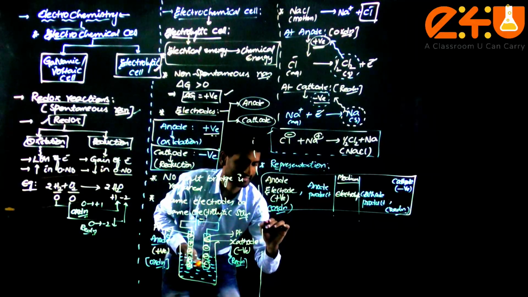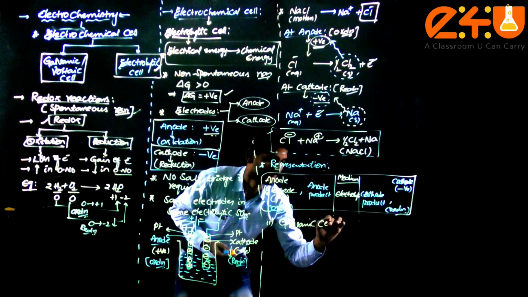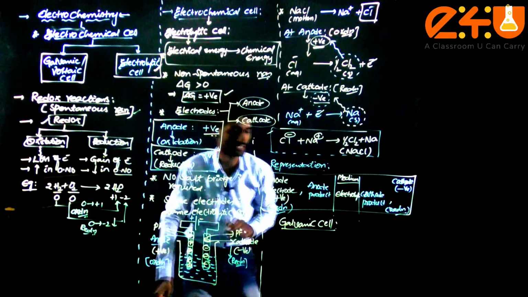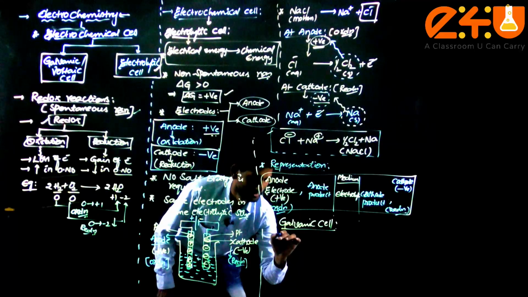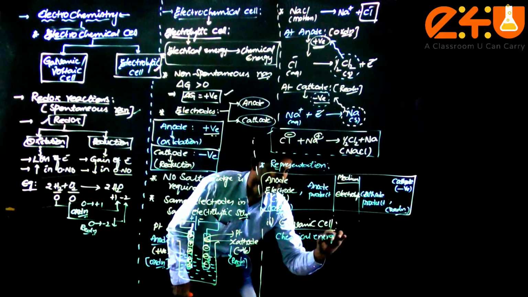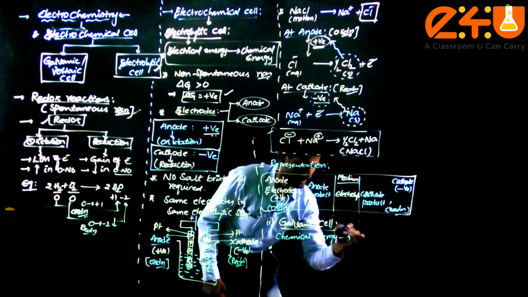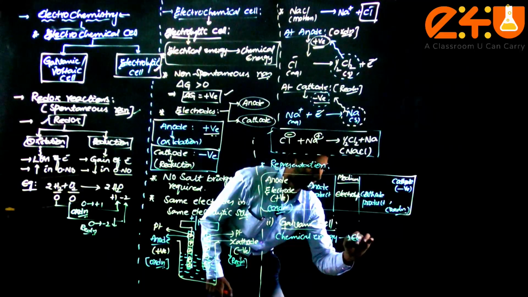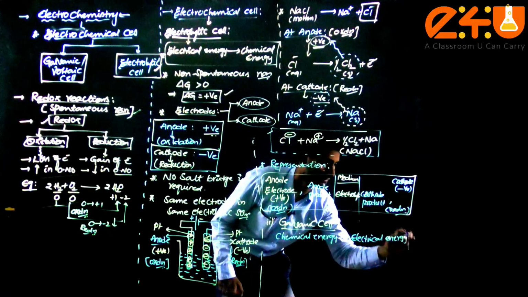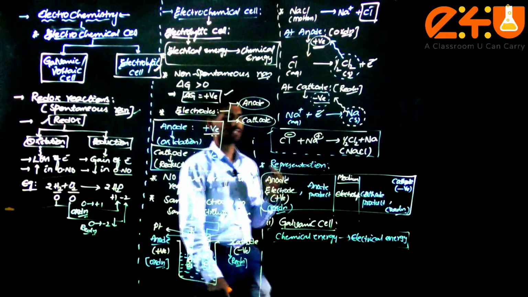Next comes the second one, called the galvanic cell. Very important. First of all, what is a galvanic cell? How is the energy converted? In an electrolytic cell, electrical energy is converted into chemical energy. Here, dear students, in a galvanic cell, chemical energy is converted into electrical energy. This is very important. Let me start with the galvanic cell.